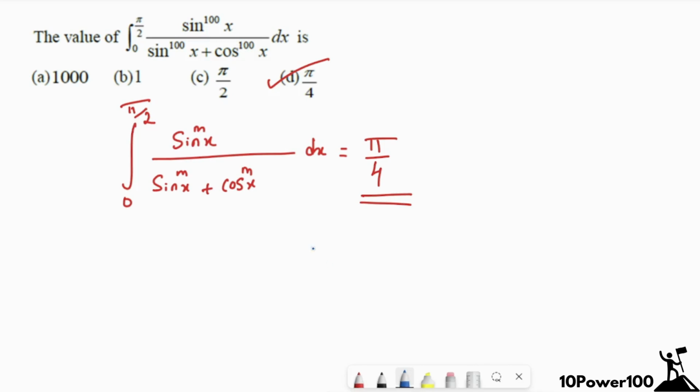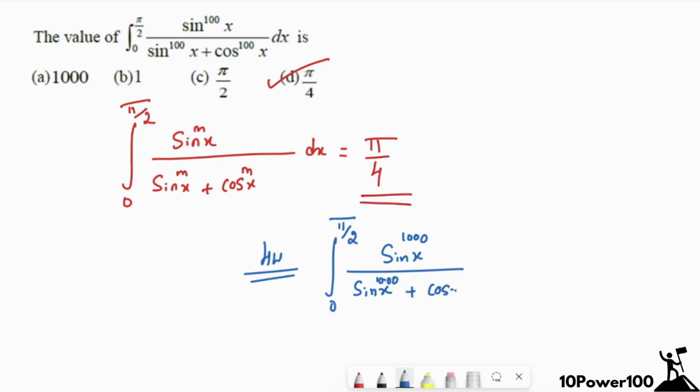Now I want you to answer the next homework question. So the homework is 0 to pi by 2, sin x power 1000 whole divided by sin x power 1000 plus cos x power 1000 dx. I know most of you know this answer very clearly, so please comment in the comment section, children.